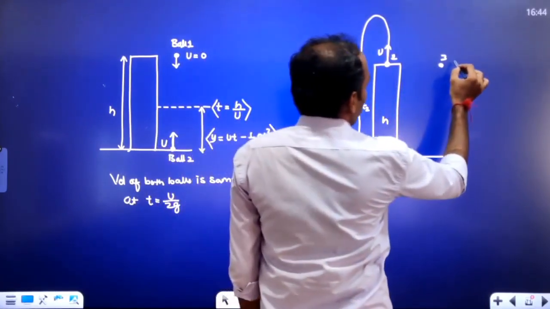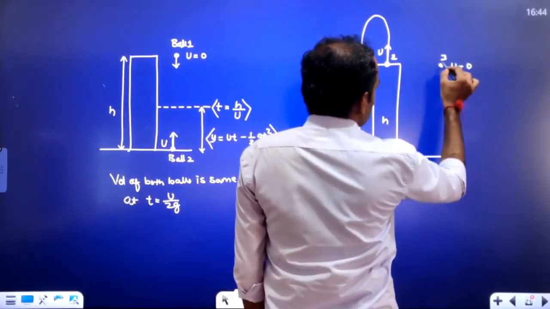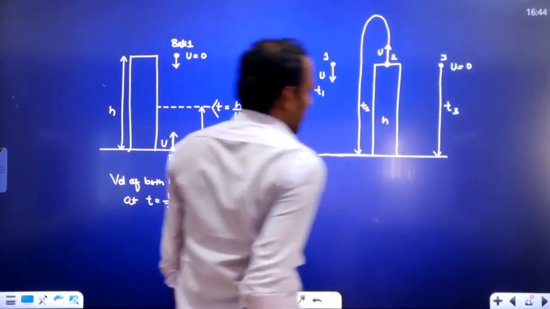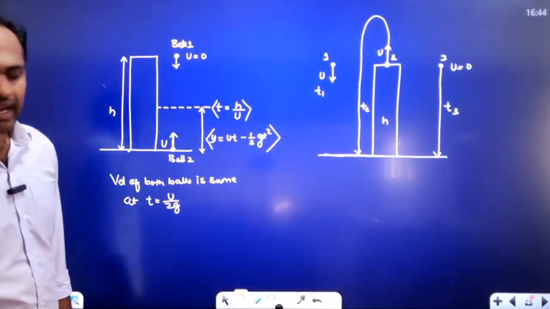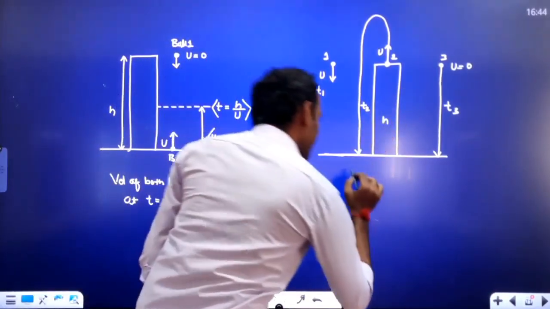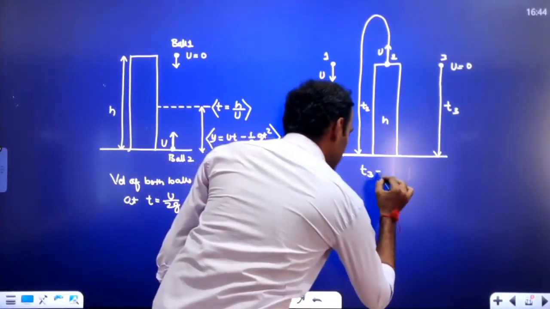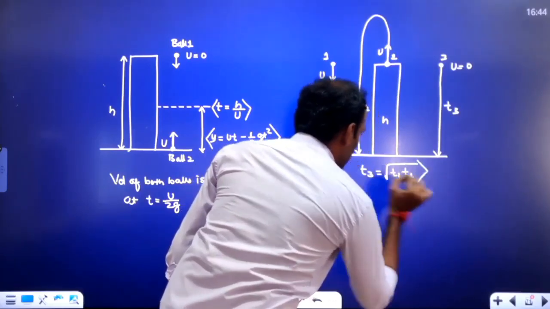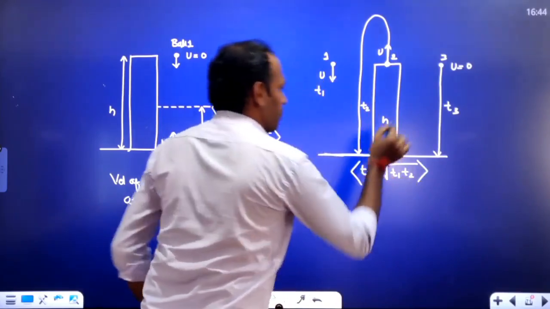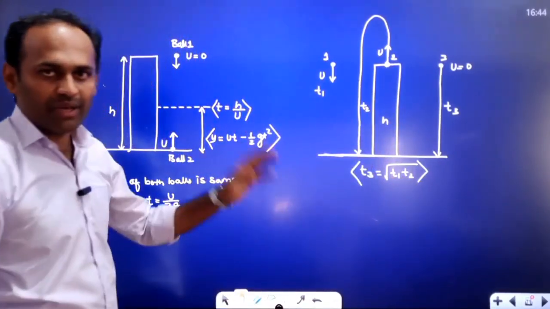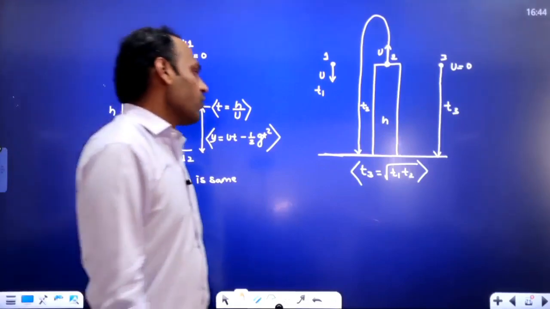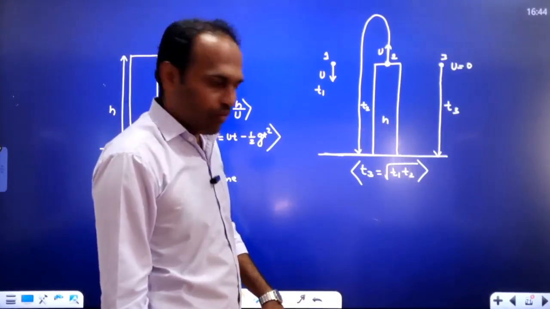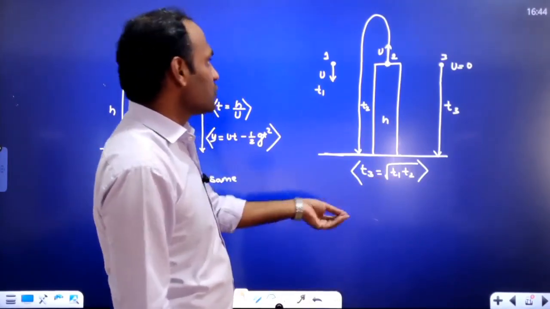And this is the dropped body. Dropped body means initial velocity is 0. It is dropped and the time taken by this ball is t3. The relation between t3, t1 and t2 is like this: t3 is equal to root of t1 into t2. t3 is the time taken by the dropped body, t1 is the time taken by the ball thrown downwards, and t2 is the time taken by the ball thrown upwards.